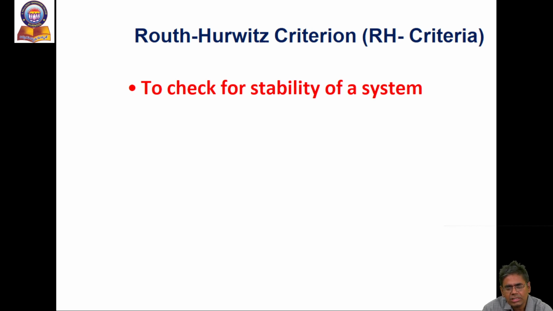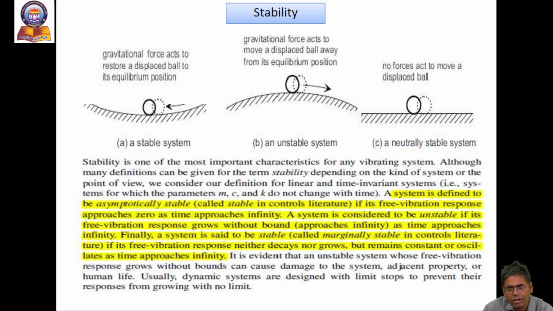Before going to discuss the Routh-Hurwitz stability criterion, first of all, what is stability from the point of view of a control system? What is the definition of stability? The gravitational force acts to restore the displaced ball to its equilibrium position. That is a stable system. A system is defined to be asymptotically stable if its free vibration response approaches zero as the time approaches infinity.